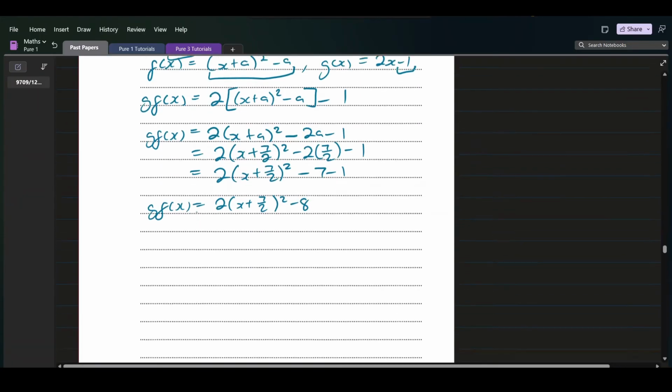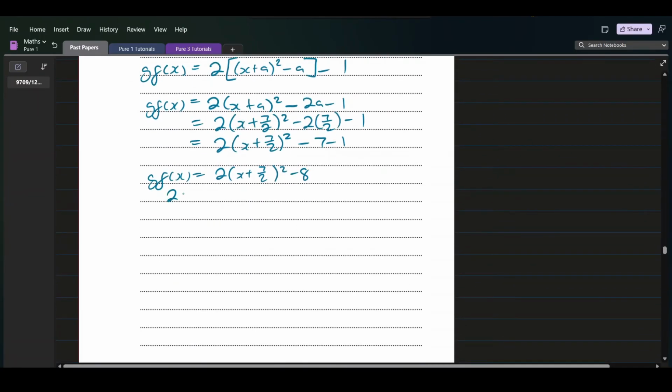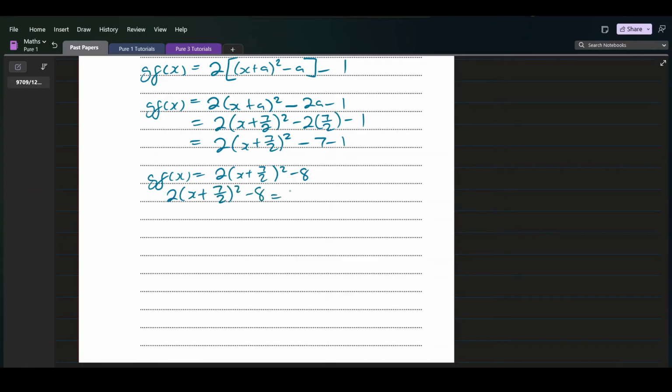And now we can equate it to 0. So 2 times x plus 7 over 2 squared minus 8 is equal to 0. And let's solve for x. So that's 2 times x plus 7 over 2 squared is equal to 8. Divide both sides by 2. x plus 7 over 2 squared is equal to 4. Take the square root of both sides. x plus 7 over 2 is equal to plus or minus 2. And x is equal to negative 7 over 2 plus or minus 2.